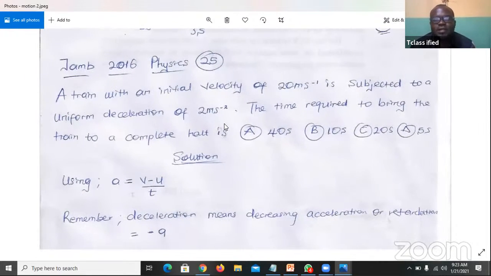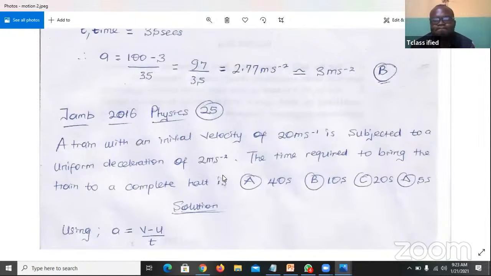So let's also look at this. A train with an initial velocity of 20 meters per second. So the initial velocity is 20 meters per second. That is the U. It is subjected to uniform deceleration of 2 meters per second square. So this velocity is actually going down. So the uniform deceleration is at 2 meters per second square. So we have our A, but this time around it is going down.